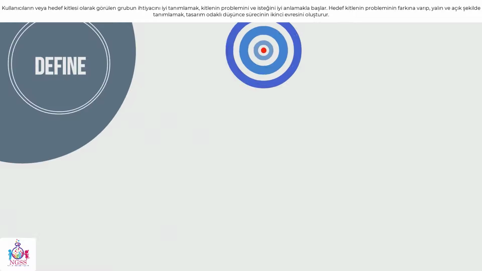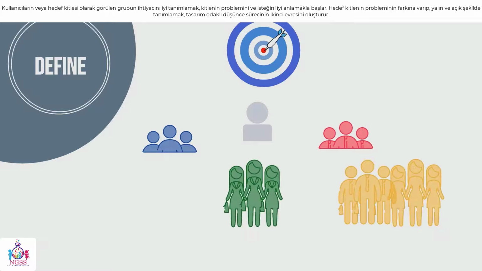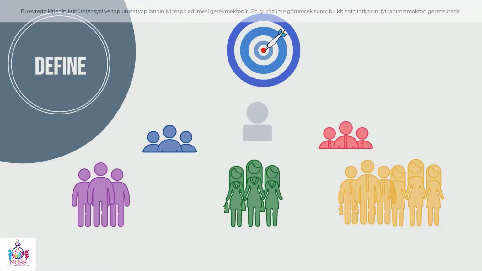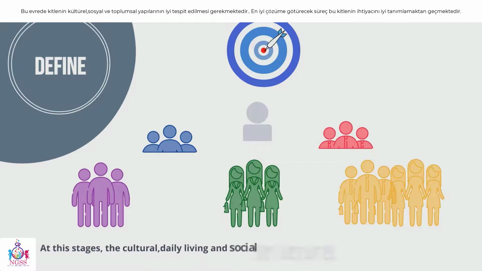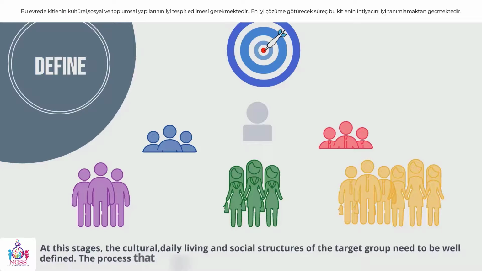Define. Defining the needs of the users or the group, which is seen as the target audience, starts with a good understanding of the problem and desire of the audience. Recognizing the target audience's problem and defining it simply and clearly constitutes the second phase of the design thinking process. At this stage, the cultural, daily living, and social structures of the target group need to be well defined. The process that will lead to the best solution is to specify the needs of this audience.